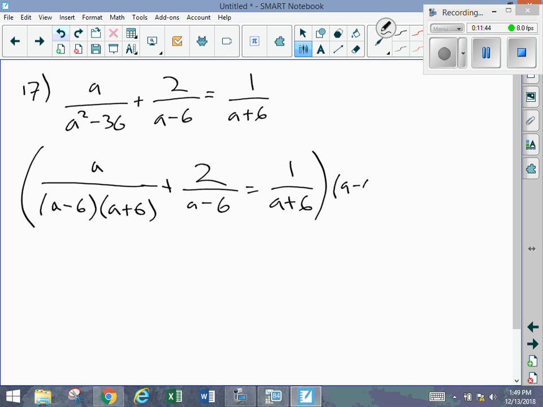So, a minus 6 times a plus 6 is my common denominator. We're going to realize that the a minus 6, a plus 6 over here is going to cancel. What's going to be left over here? 2 times a plus 6, because the a minus 6 will cancel and that multiplies this out. And over here, the a plus 6 will cancel on the right-hand side of my equal sign. So what do I have left? I have left a minus 6.